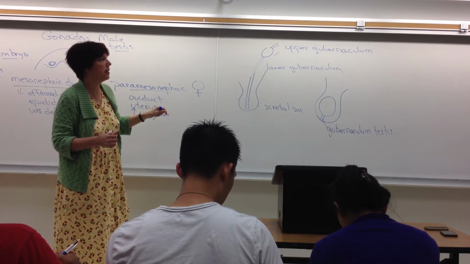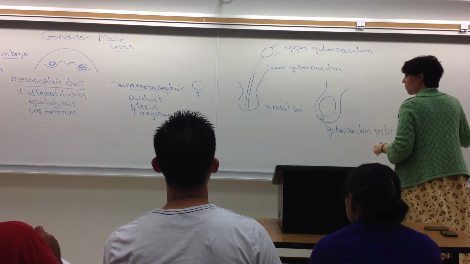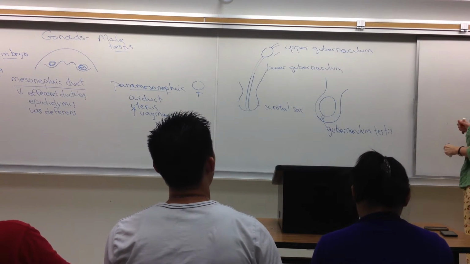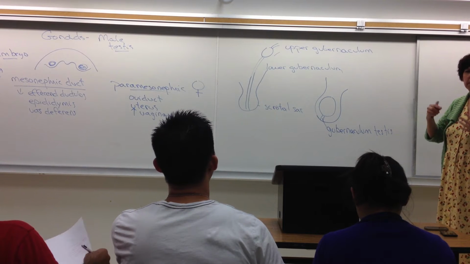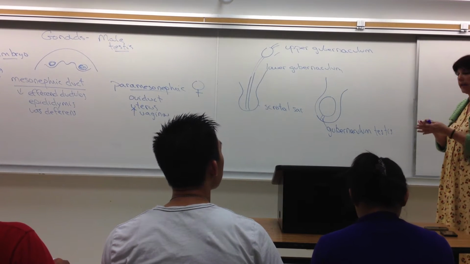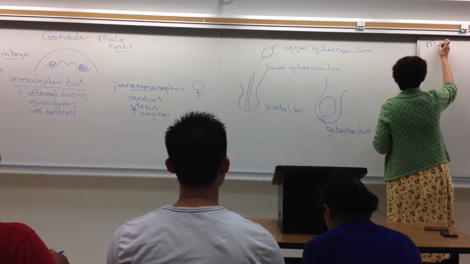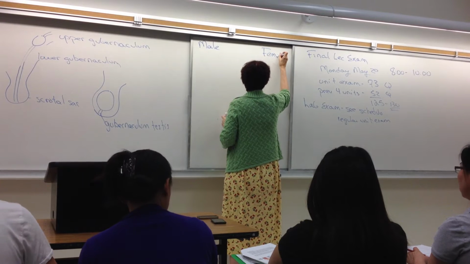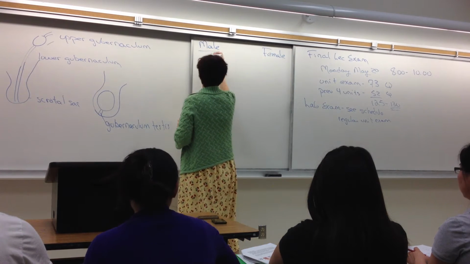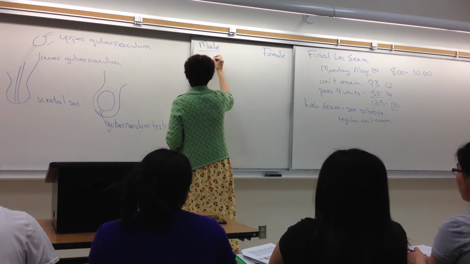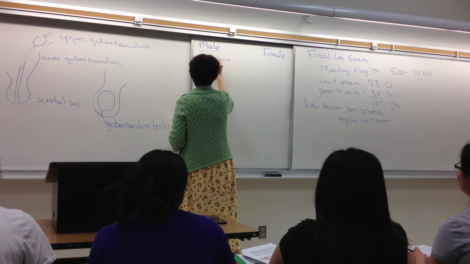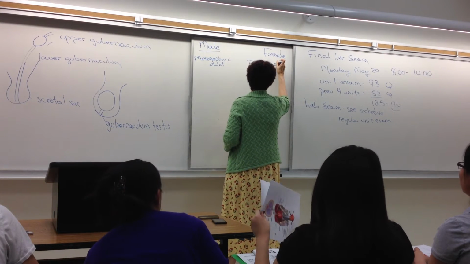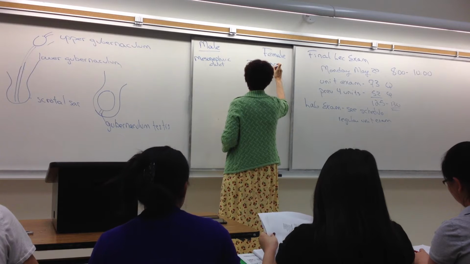All right, so I'm going to start a chart over here, and we'll continue it on Wednesday, of what are homologous structures. Homologous means equivalent to. All right, so in the male versus in the female. So we have our mesonephric duct in the male and our paramesonephric duct in the female.